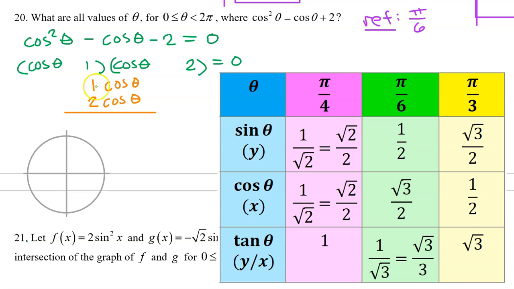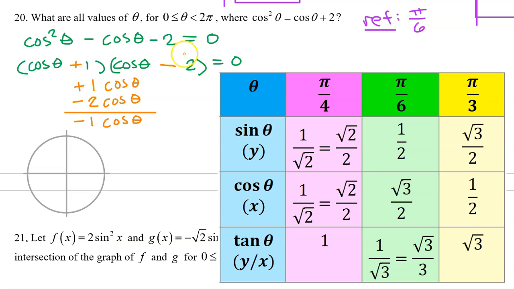Inner plus outer must equal the middle, and the middle is this term right here. So the middle is my negative 1 cosine theta. So what do the signs of the inner and the outer need to be so that I get a negative 1 cosine theta? If I have positive 1 cosine theta inner and a negative 2 cosine theta outer, then I will get a negative 1 cosine theta for the middle. So that's how I know what the signs need to be.